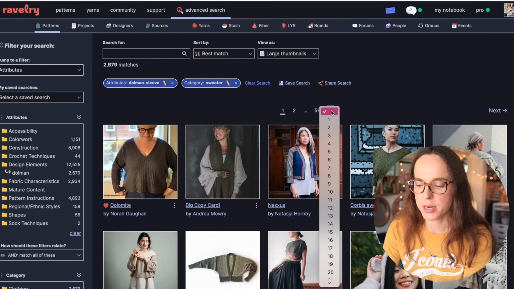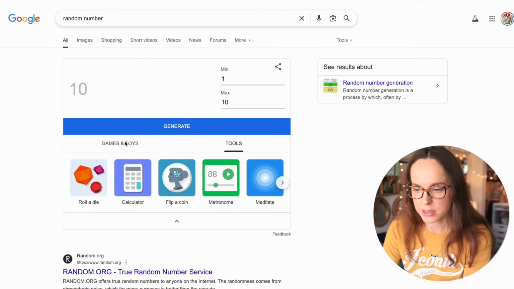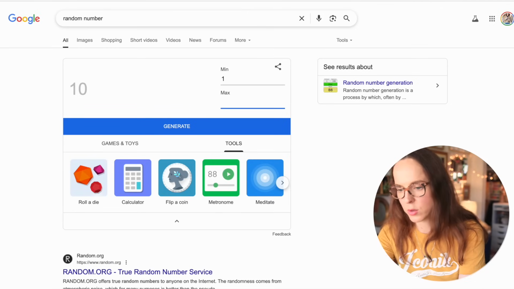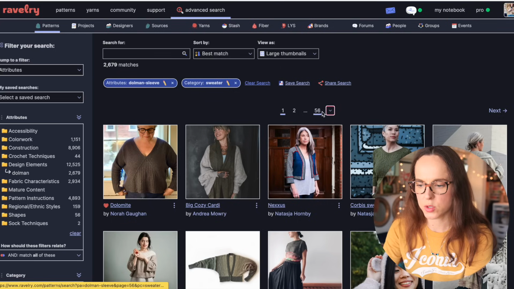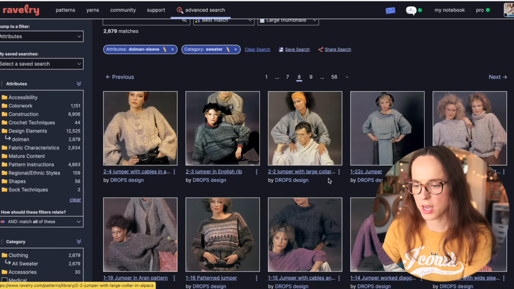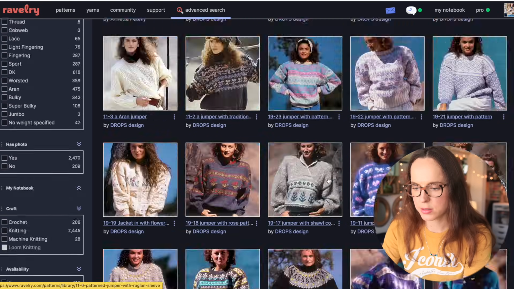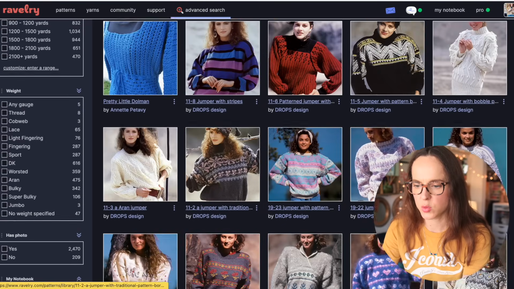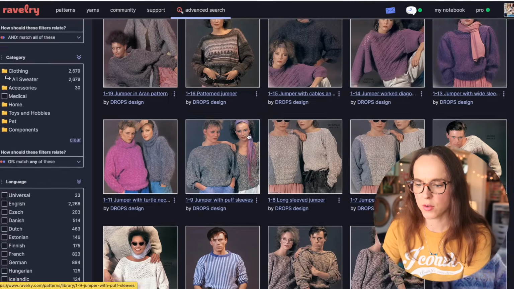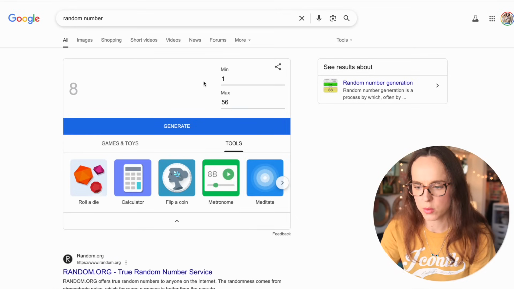We're going to start by randomizing from 1 to 56 to tell us which page to land on. 1 to 56, generate, that's page 8. So we are going to go to page 8. I believe everything has 48 results. Let's just double check. We have 1, 2, 3, 4, 5, 10, 15, 20, 25, 30, 35, 40, 45. Yeah, everything has 48 results on each page. So we're going to do 1 through 48.